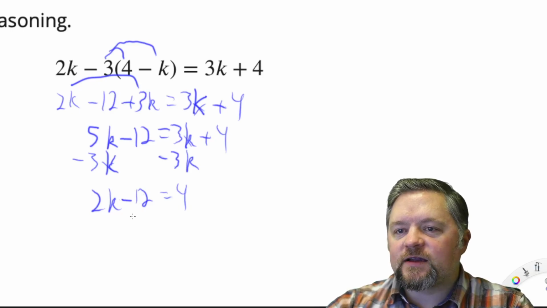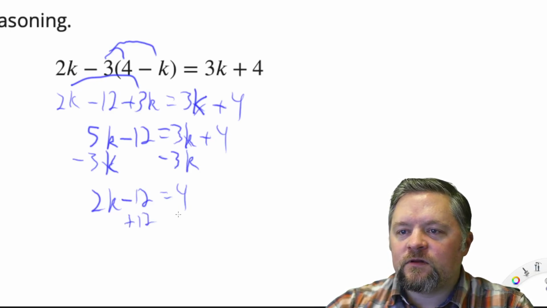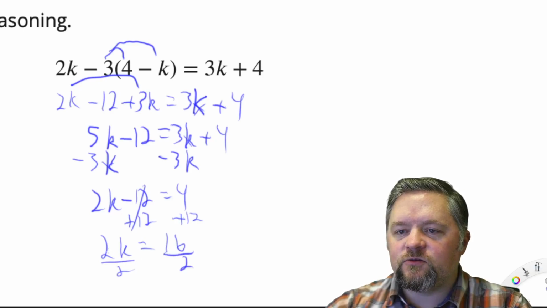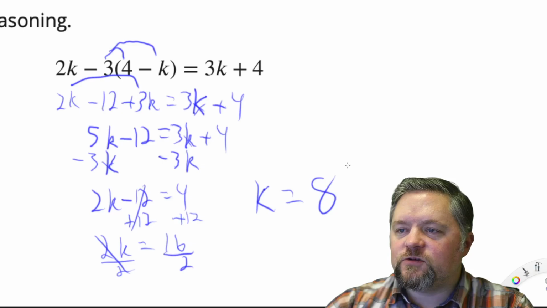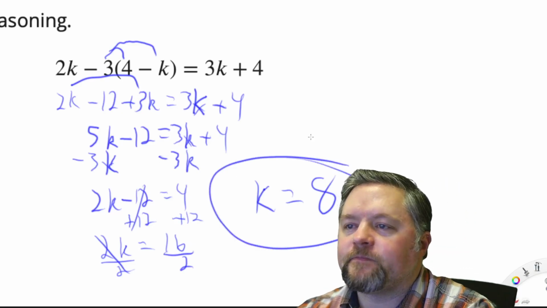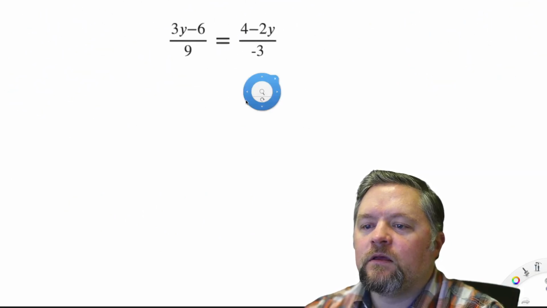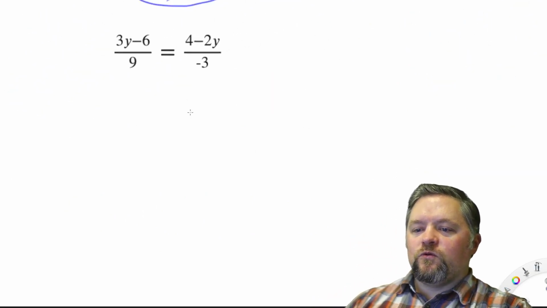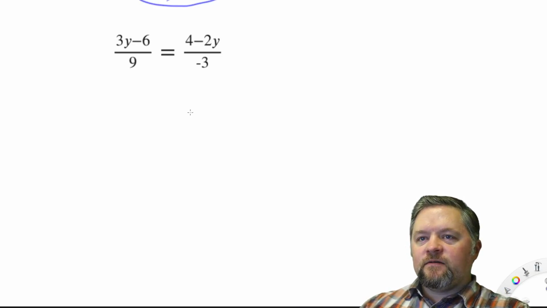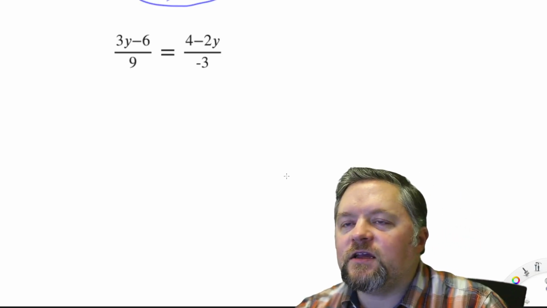To get rid of subtracting 12, we add 12. Those will cancel. 2k equals 4 plus 12 is 16. Divide by 2, divide by 2. Those will cancel. K equals 16 divided by 2, which is 8. Ooh, this one looks kinda tricky. Kinda tricky indeed.